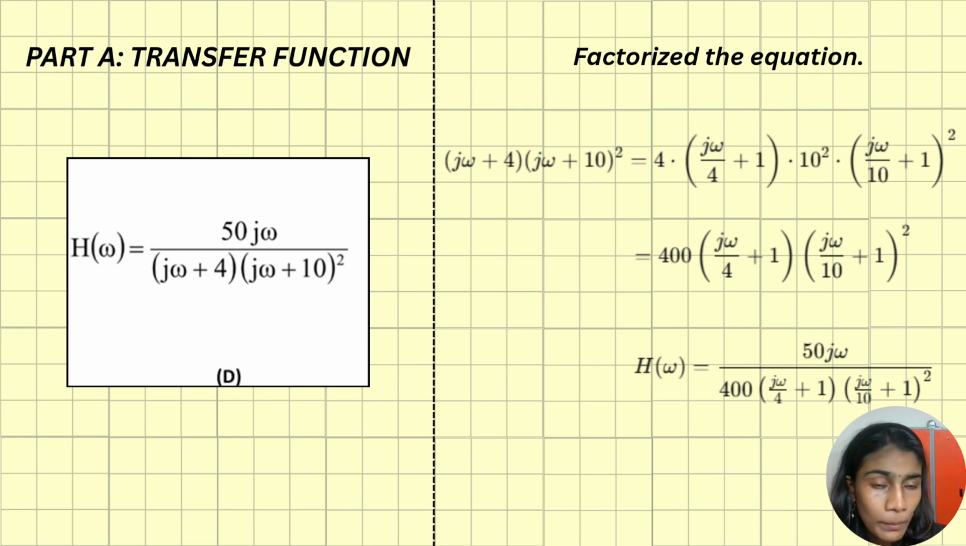Now I will explain part 8, the transfer function. This is the equation that we got, which is H(ω) equal to 50 jω divided by (jω + 4)(jω + 10)². The first step we do is we factorize the equation. After we factorize the equation, we get H(ω) equal to 50 jω divided by 400 (jω/4 + 1)(jω/10 + 1)².